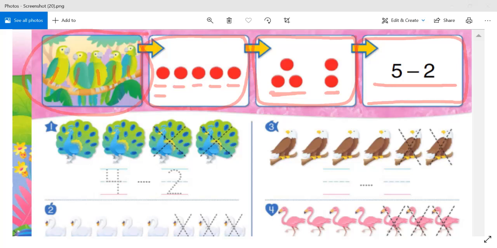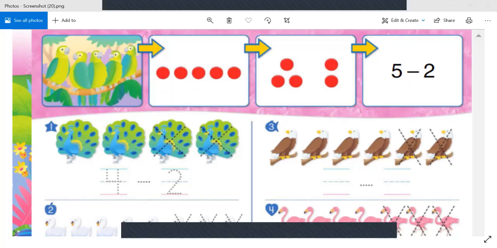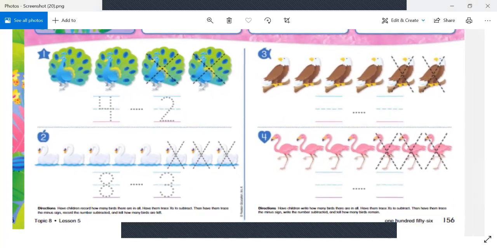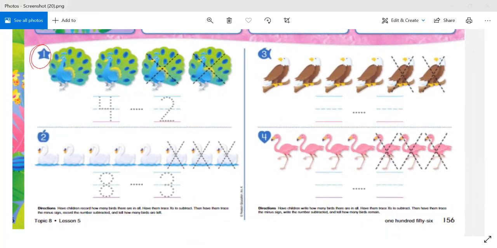After we subtract 2, how many parrots are left? So if we look over here, we had 5 parrots. We took away 2. We subtracted 2. How many are left? 3. 3 parrots are left. Okay, let's move our paper and let's look at our first problem here. All right, looks like we have 4 peacocks. So we're over here on number 1. 4 peacocks. So let's write the number 4.